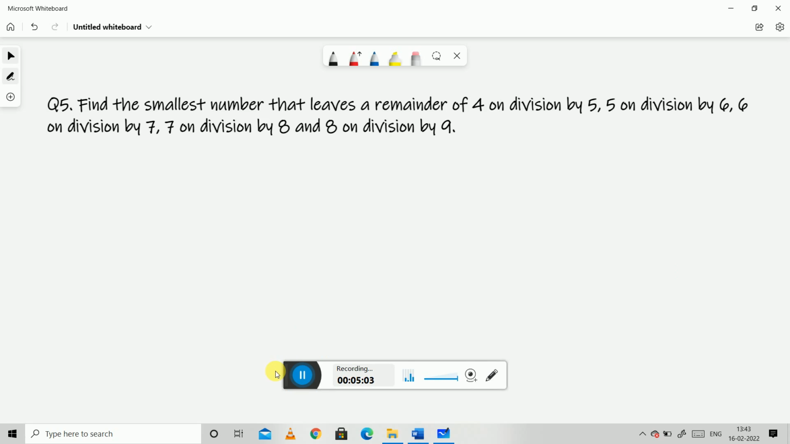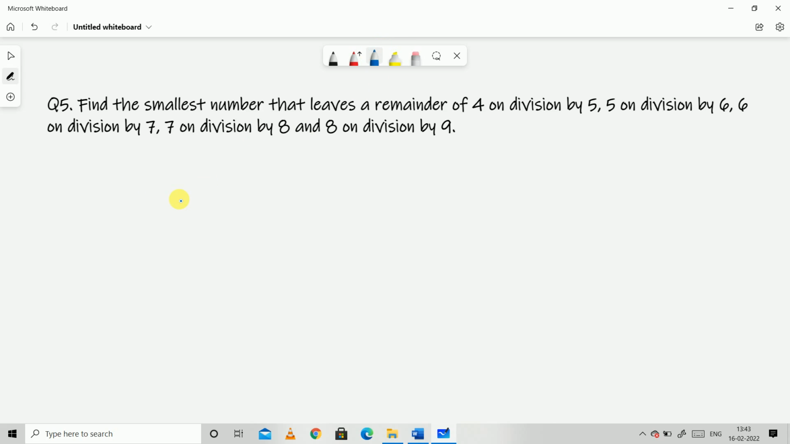So here is our next question. Find the smallest number that leaves a remainder of 4 on division by 5, 5 on division by 6, 6 on division by 7, 7 on division by 8, 8 on division by 9. Okay, so this question may look weird when you see it, but it is actually a very easy question.